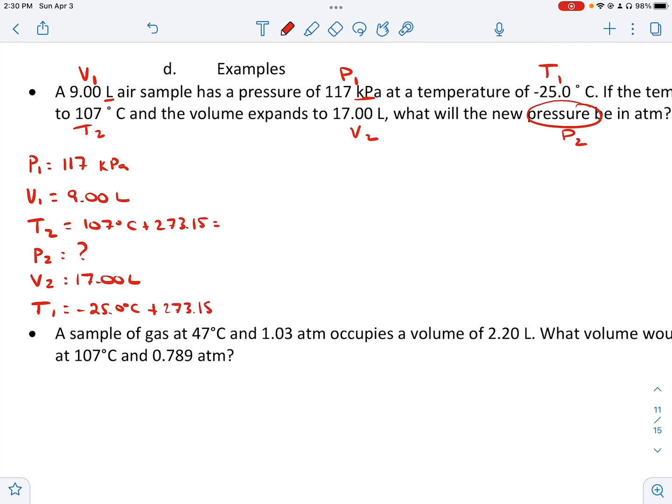So hopefully you have your calculator handy. Let's go ahead and do our temperature calculations first. We've got 107 plus 273.15. That answer is going to be 380.15.